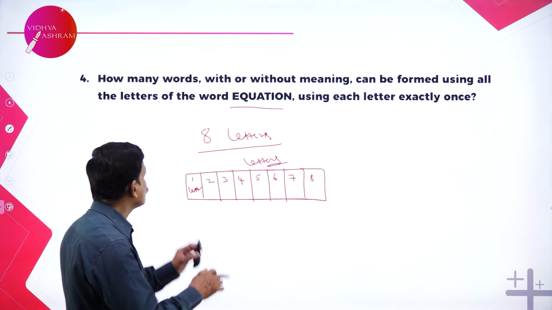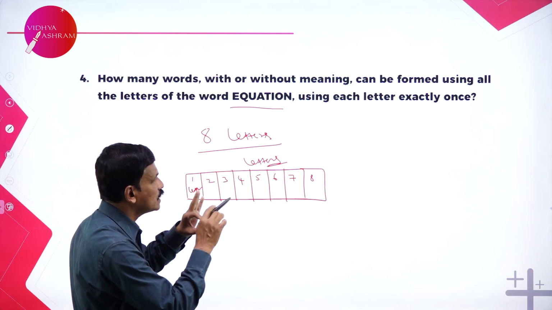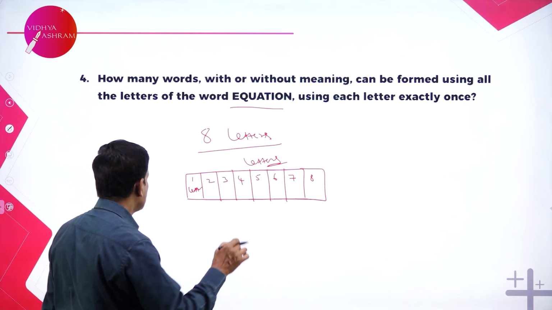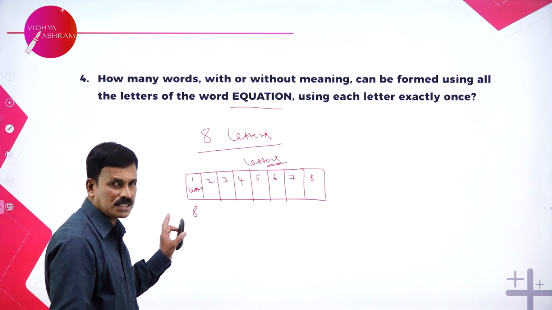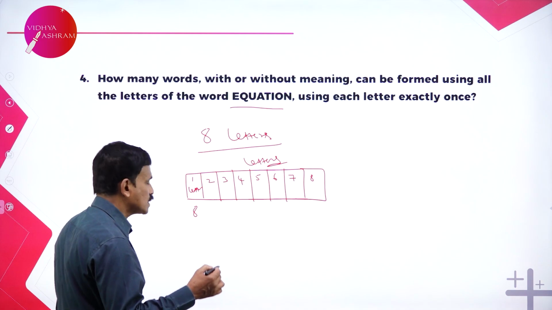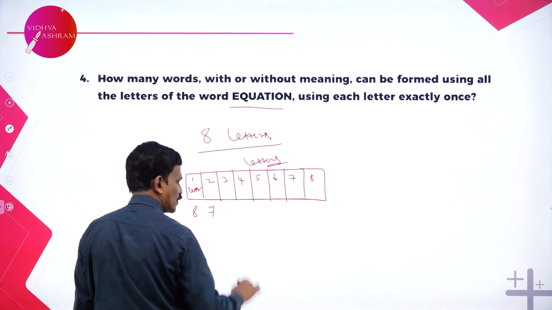Now what is the problem given? The letters of the word EQUATION using each letter exactly once, that is, no repetition is allowed. Suppose out of 8, if you are going to take the first letter in 8 ways, then for the second letter, the remaining letters are 7.